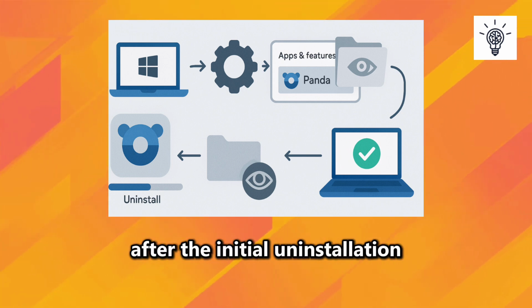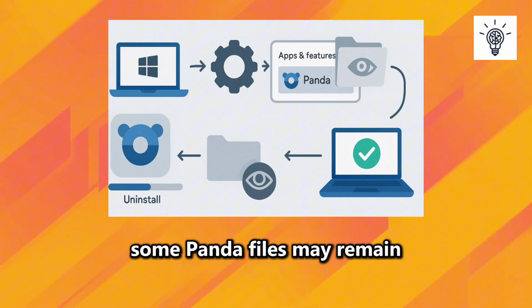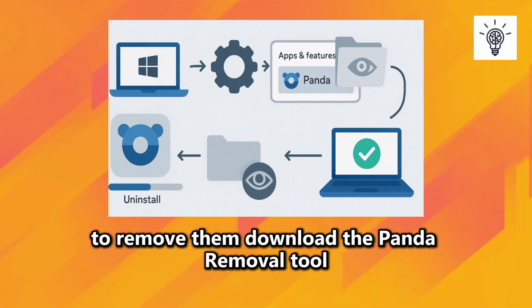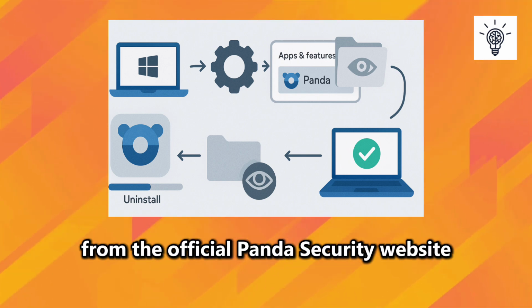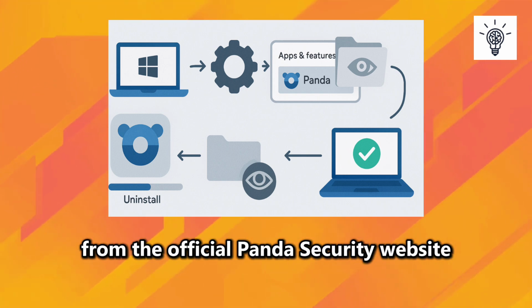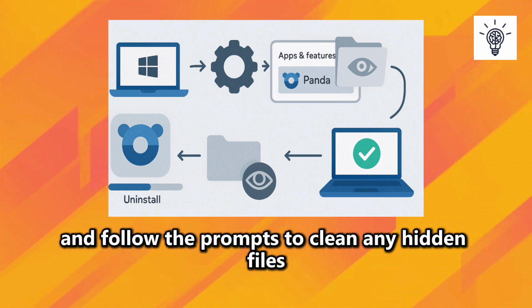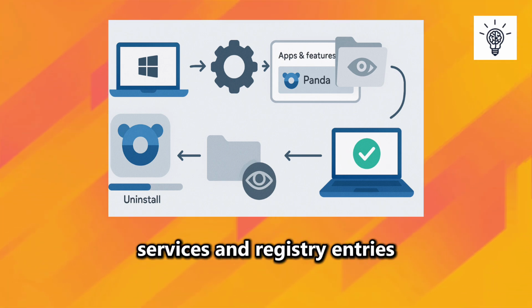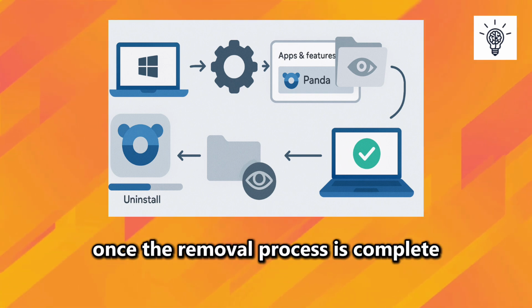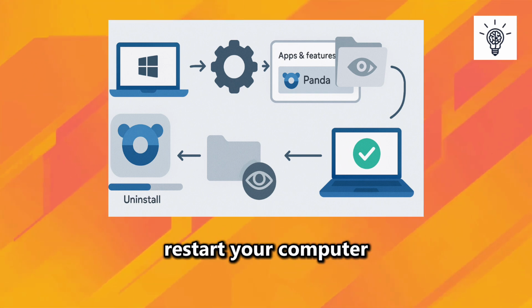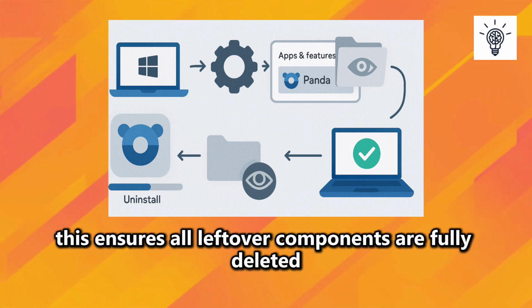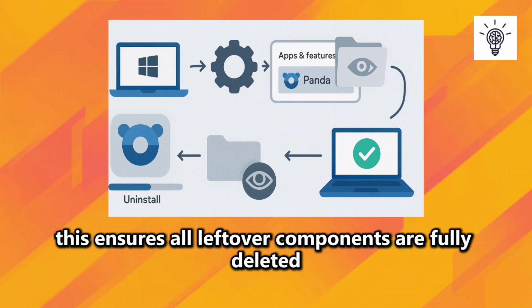After the initial uninstallation, some Panda files may remain. To remove them, download the Panda Removal tool from the official Panda Security website. Run the tool and follow the prompts to clean any hidden files, services, and registry entries. Once the removal process is complete, restart your computer. This ensures all leftover components are fully deleted.